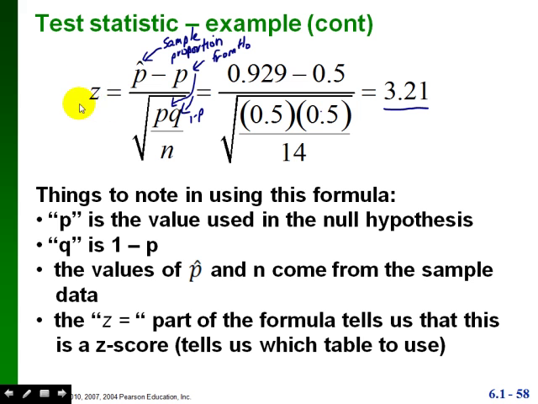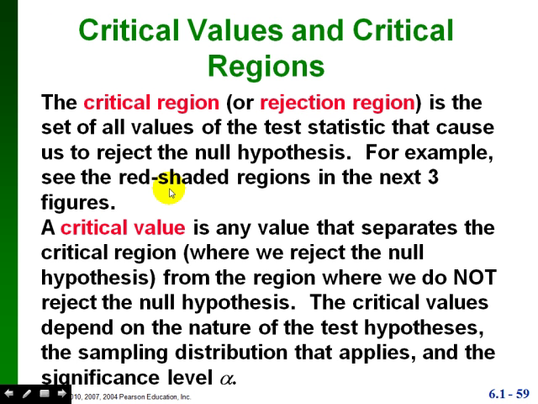And remember, since this is a z, this would be our standard normal distribution. And remember that a 3 or above is a pretty high value for a z-score. Now, one method of doing hypothesis testing is to use critical values and critical regions. And these critical values are similar to what we used with confidence intervals.